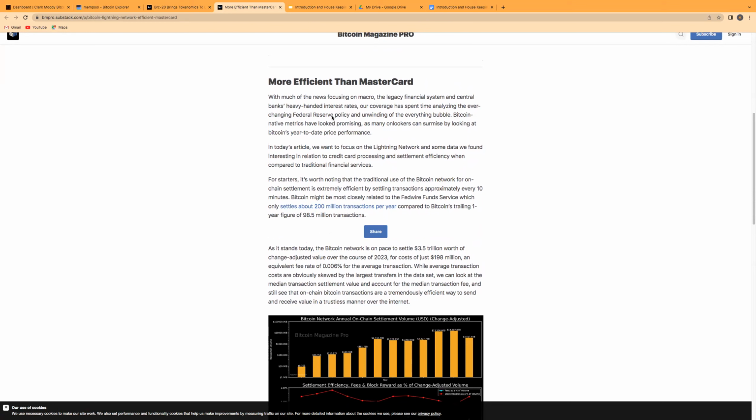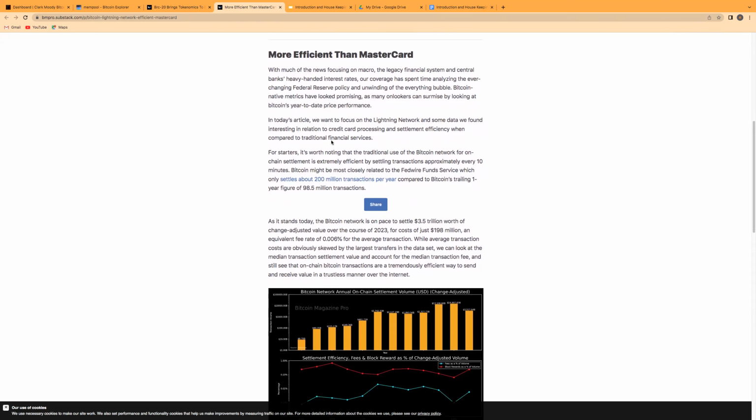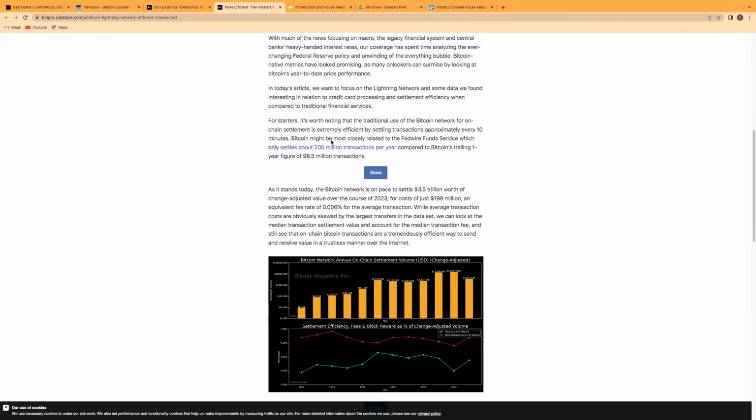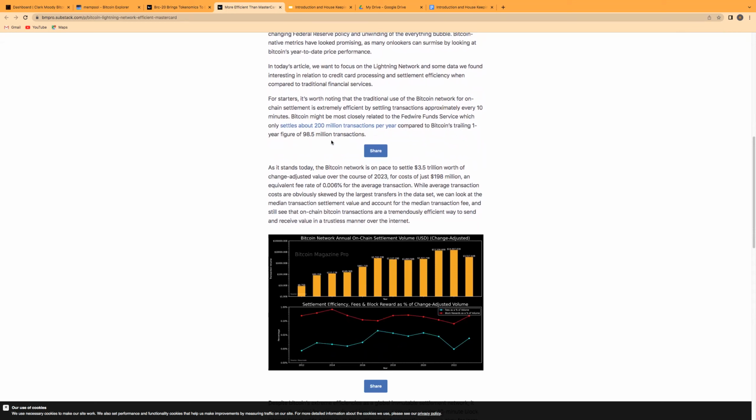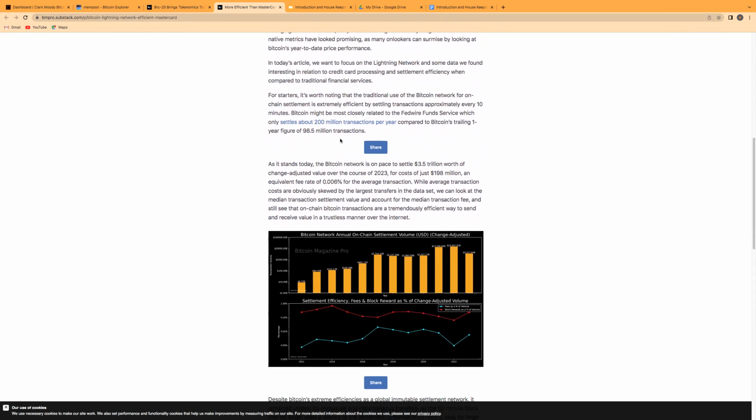Bitcoin and native metrics have looked promising, as many onlookers can summarize by looking at Bitcoin's year-to-date price performance. In today's article, we want to focus on the Lightning Network and some data we found interesting in relation to credit card processing and settlement efficiency when compared to traditional financial services. For starters, it's worth noting that the traditional use of the Bitcoin network for on-chain settlement is extremely efficient, settling transactions approximately every 10 minutes. Bitcoin might be most closely related to the Fedwire Funds service, which only settles about 200 million transactions per year, compared to Bitcoin's trailing one-year figure of 98.5 million transactions.